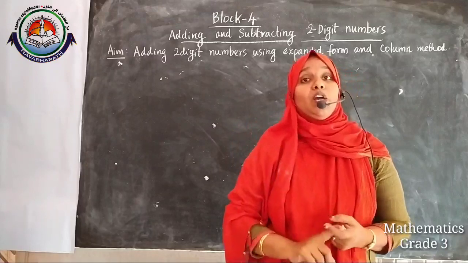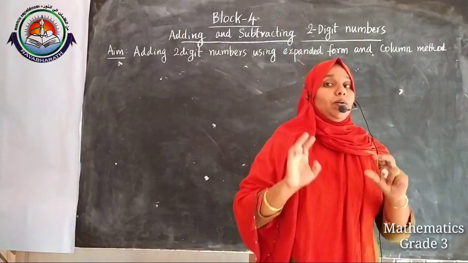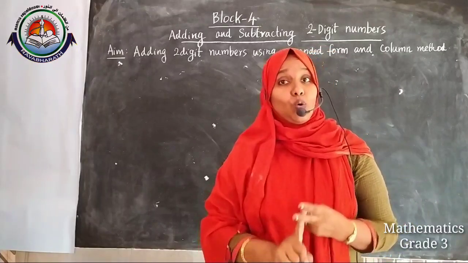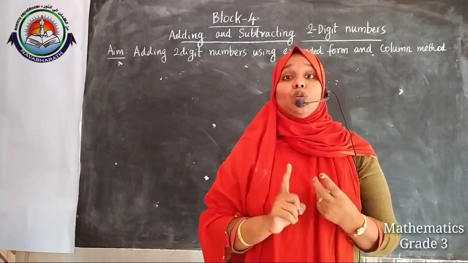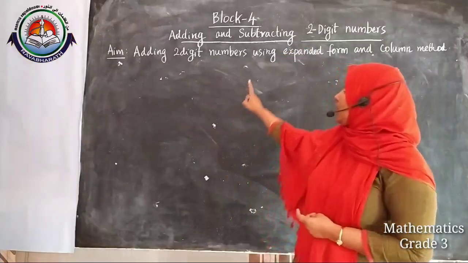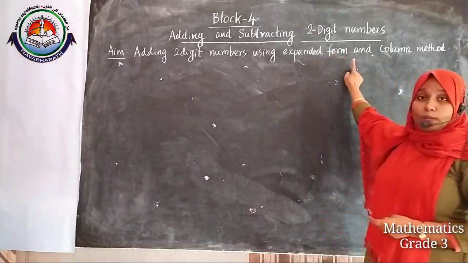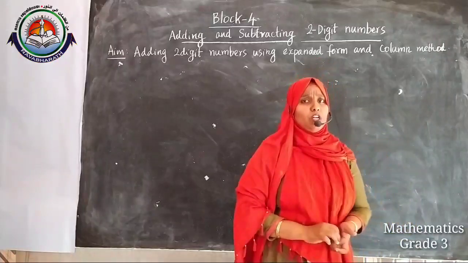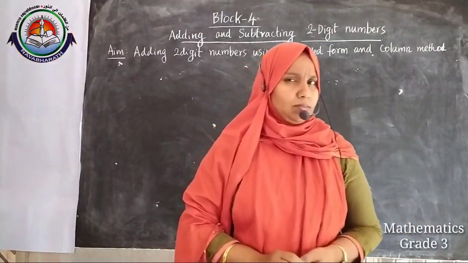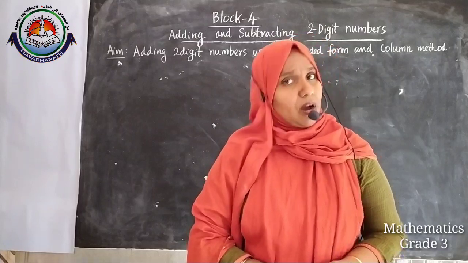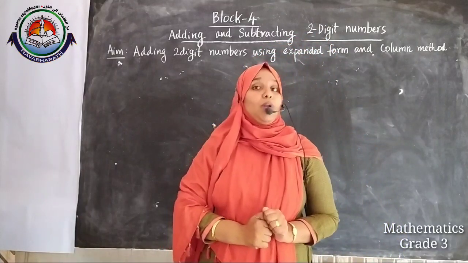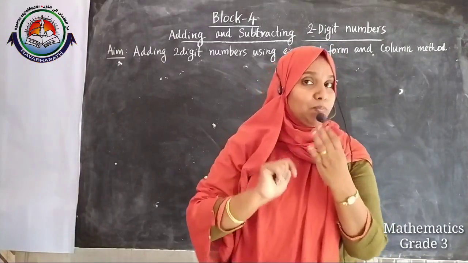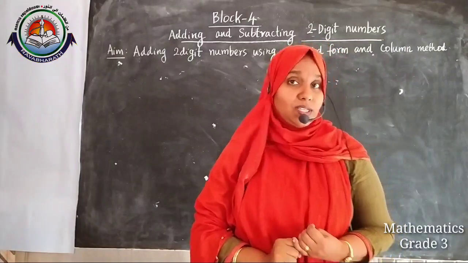It is the same adding of 2-digit numbers, but we are using 2 other methods: the expanded form method and the column method. Expanded form. Have you heard of expanded form, children? In block 1 we studied the expanded form of 4-digit numbers.